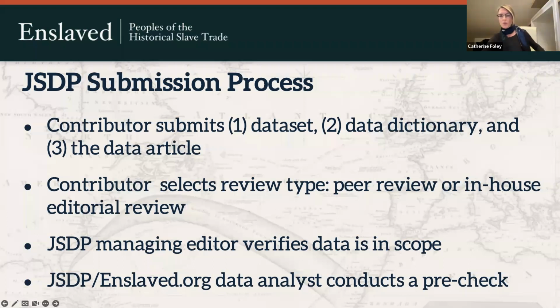The dataset contributor also selects a review option, and there are 2 review options that can accommodate different needs that contributors have with different publishing goals and requirements. So the peer review is similar to standard journal review, providing rigorous peer review of the data article and the data set, so both of them. And it's overseen by the managing editor and the editorial board, working in conjunction with invited expert reviewers who are typically experts within the period and the geographic scope of the data set.